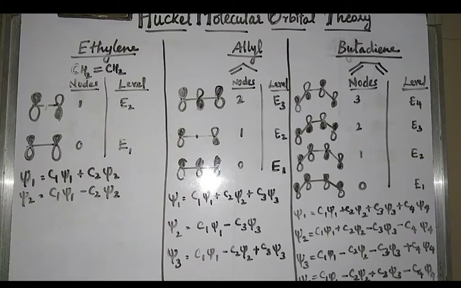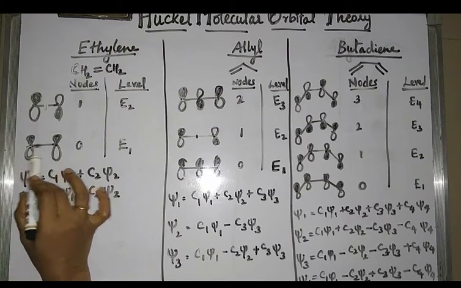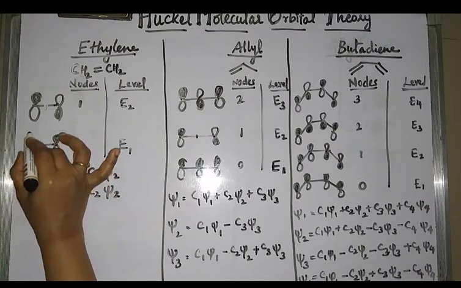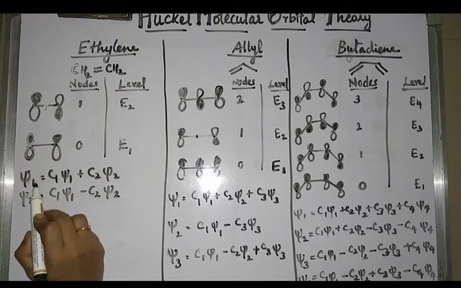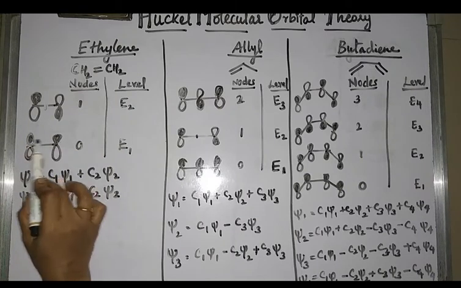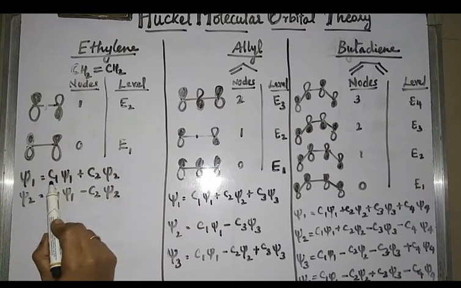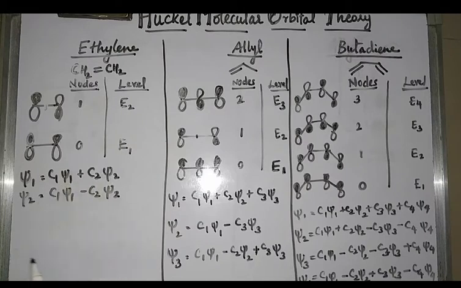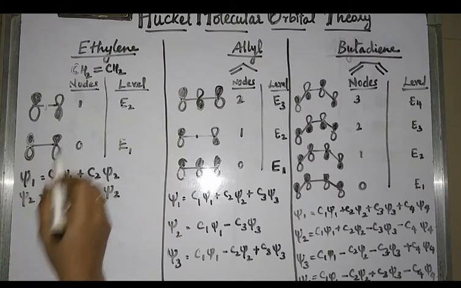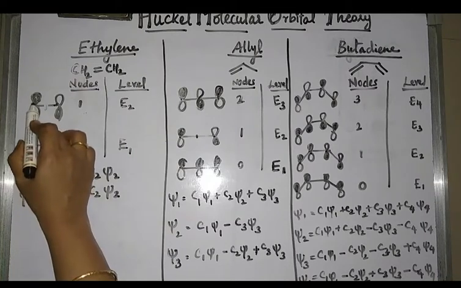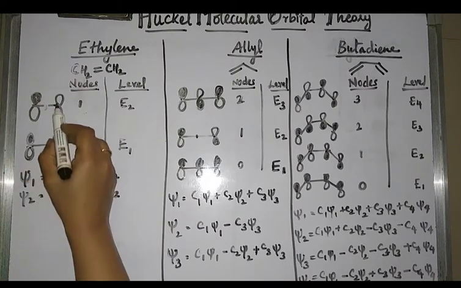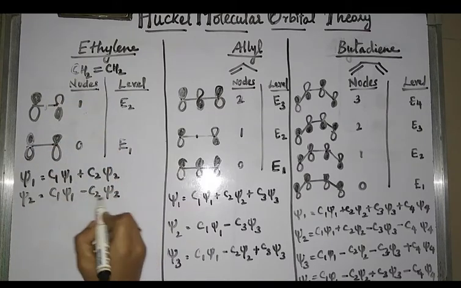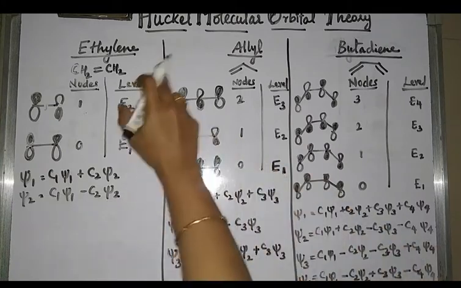How to write these wave functions, I'll tell you, easily. With the help of this, here the lobes are in the same position. If the shaded lobes are on the top, we need to take it as a plus sign. So here the 2 shaded lobes are on the top, so plus sign: C1 Psi1 plus C2 Psi2. C1, C2 are the coefficients and these 2 are carbon atoms. In the same way, Psi2: for this one, C1 lobe is on the top, plus 1. Here this carbon atom is having the lobe on the bottom, so minus C2 Psi2. This is the coefficient. The same way we have to do for ethylene, allyl and butadiene.